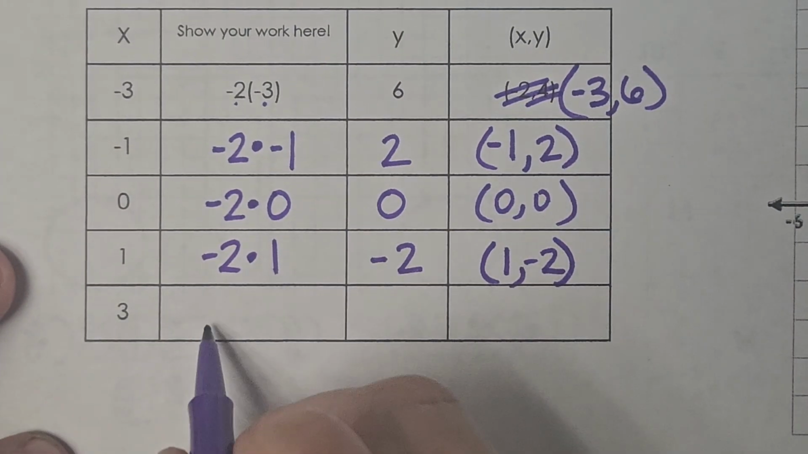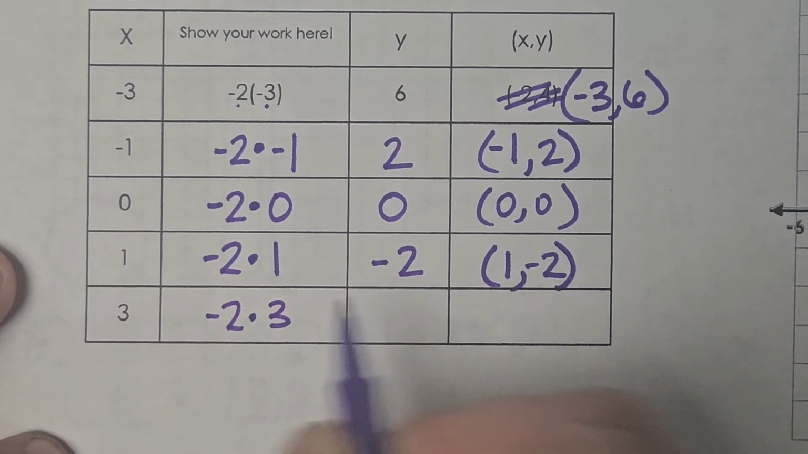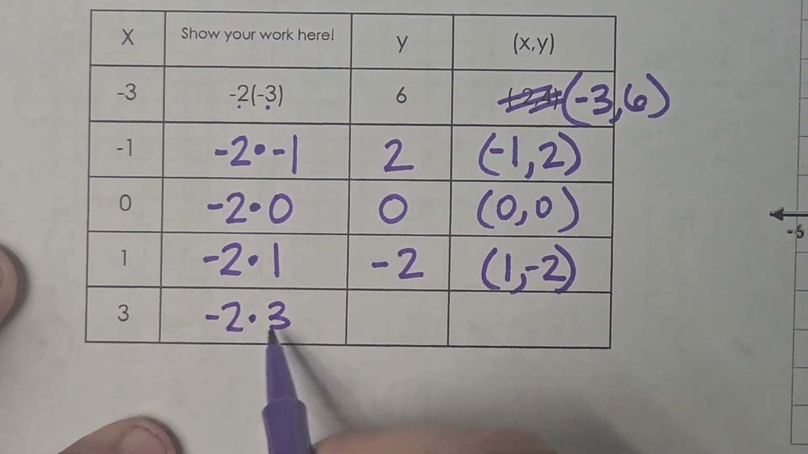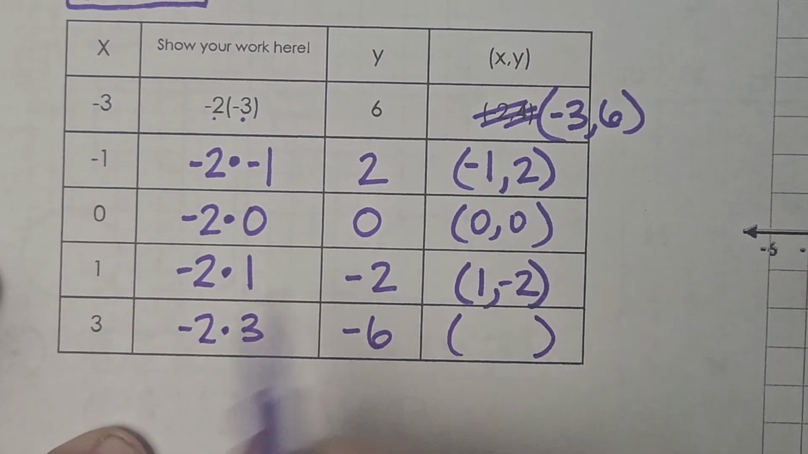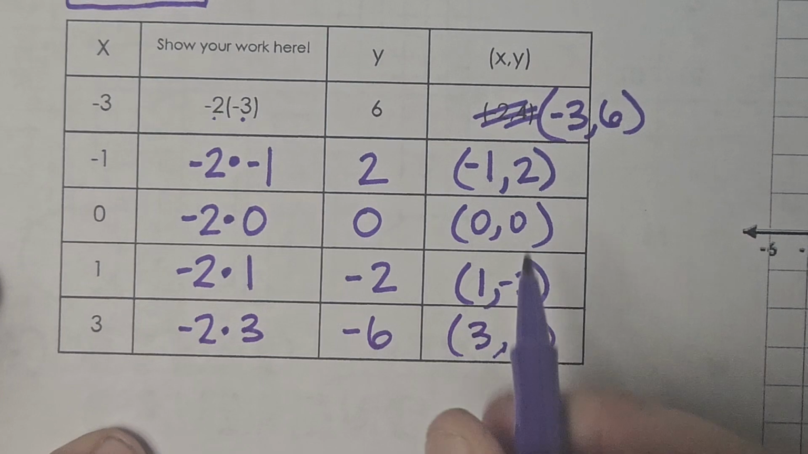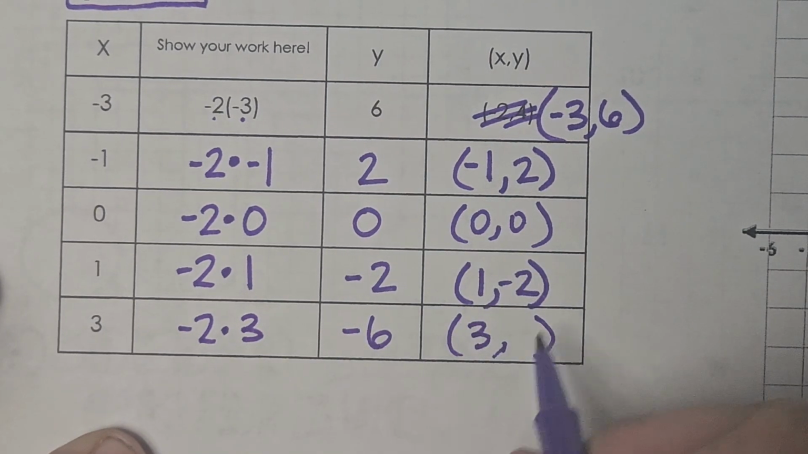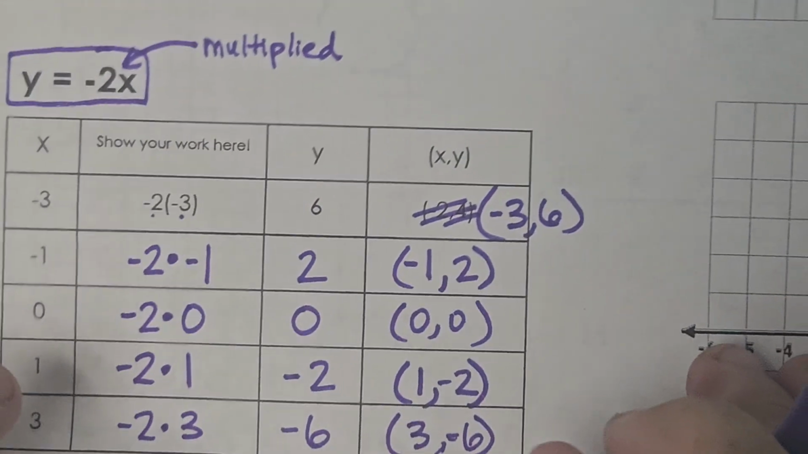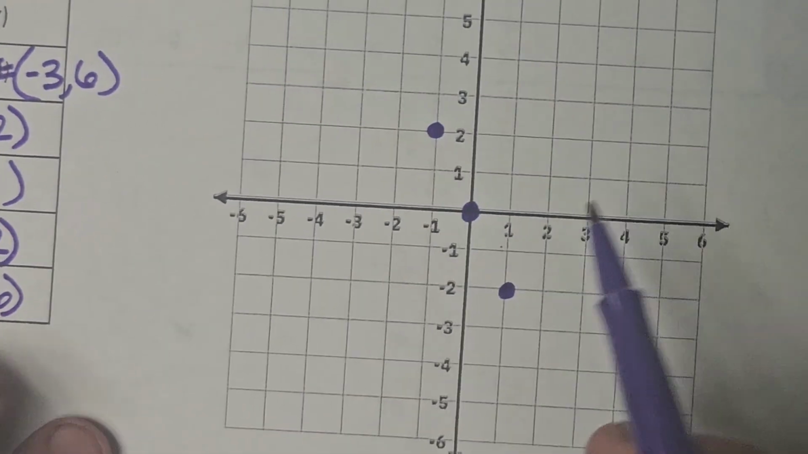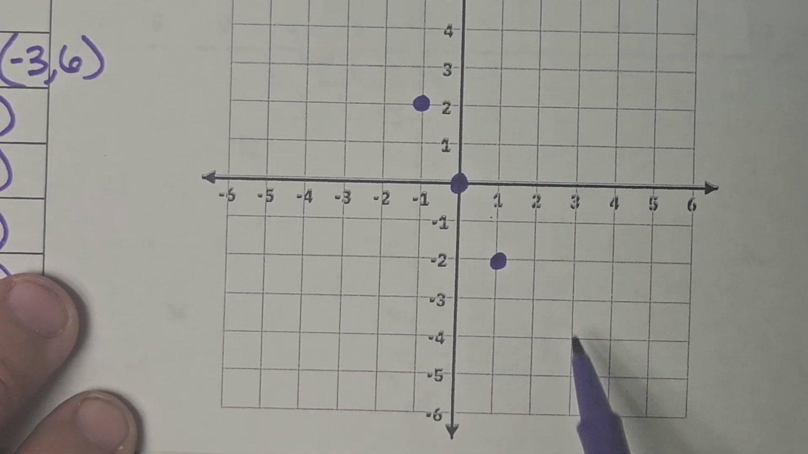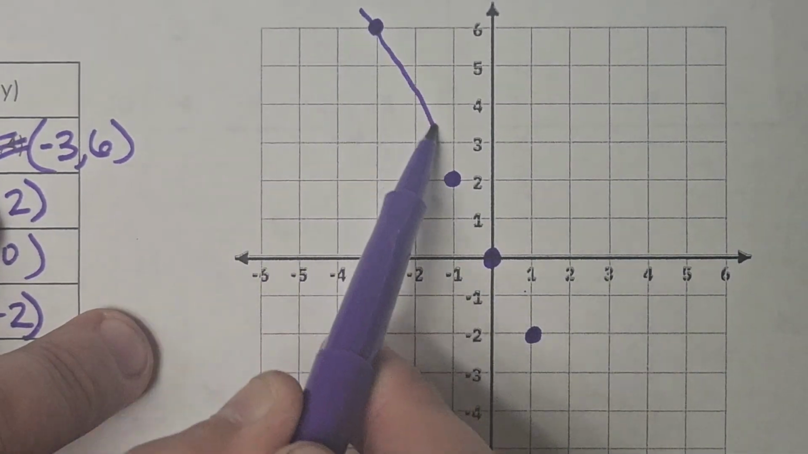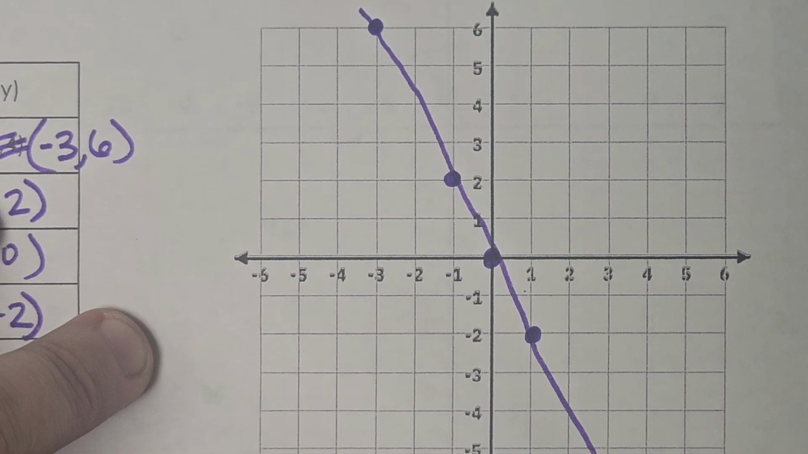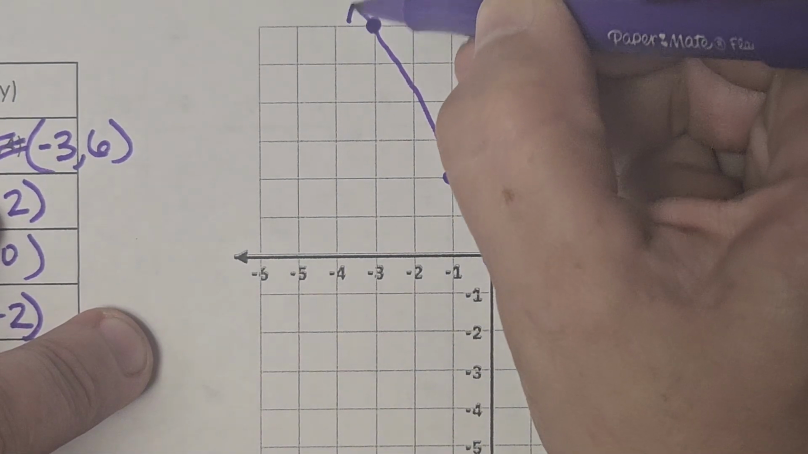And then my last one is going to be negative 2 times 3. Negative 2 times 3 is going to be a negative 6. So my coordinate point is going to be 3 as my x, and then my y value is going to be negative 6. So 3, negative 6. I'll go over to the 3 and then down to the 6, so it should be right about here. Then when I connect them, if I got it right, it should be a straight line.